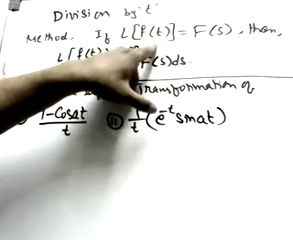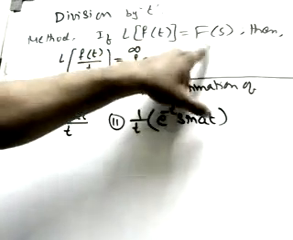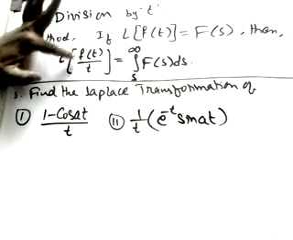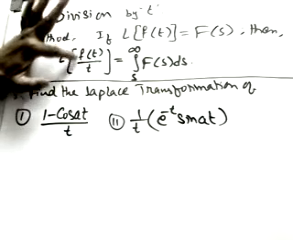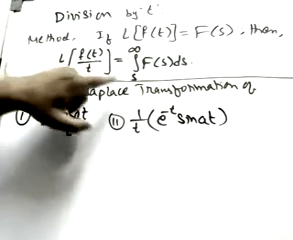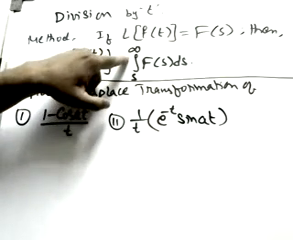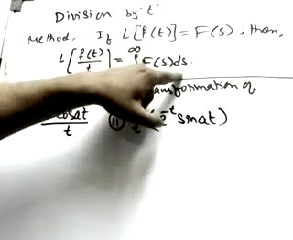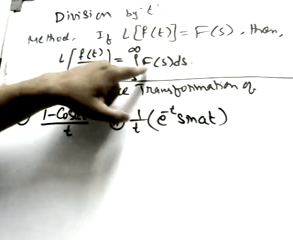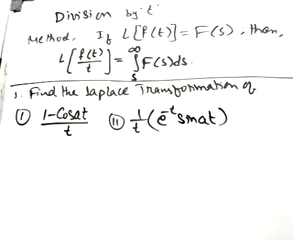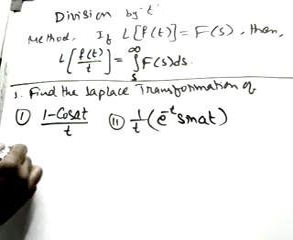So first you see here, suppose Laplace of f of t is F of s, then Laplace of f of t by t, whenever we divide by t, we have to use this one: integration s to infinity F of s ds. So I am doing two questions here.